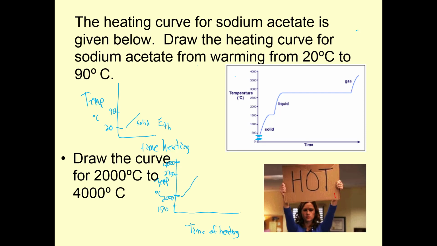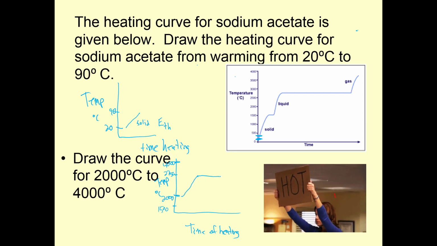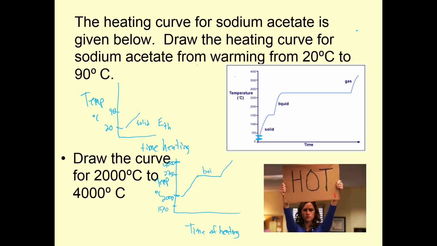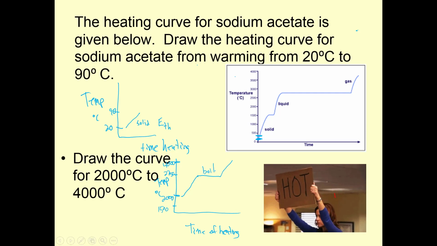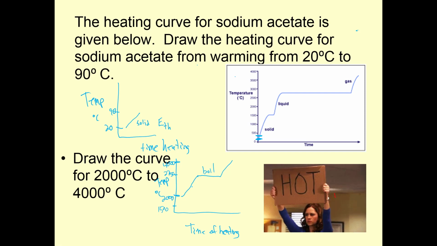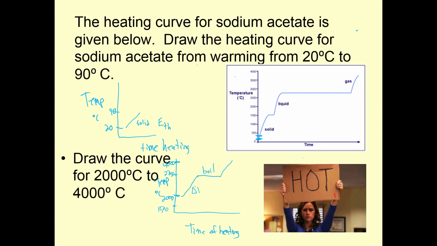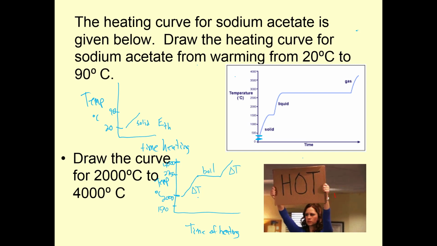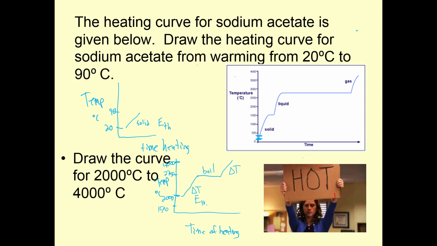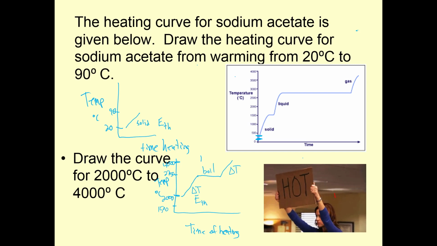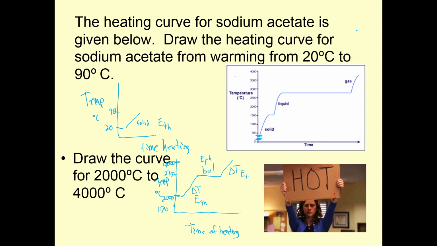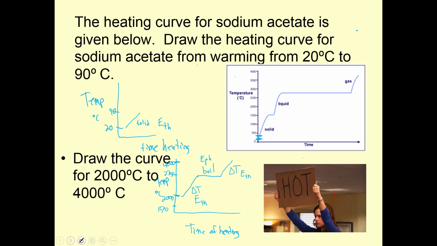So I'm going to start warming it up, but once I get to 2750, I have to stop. And what happens here? I have to boil. So here, I'm going to change temperature. Remember, triangle means change. Change in temperature, boil, change in temperature. So when I have change in temperature, I have energy thermal. When I boil, I'm changing state, energy phase. And then I'm changing temperature again, energy thermal.